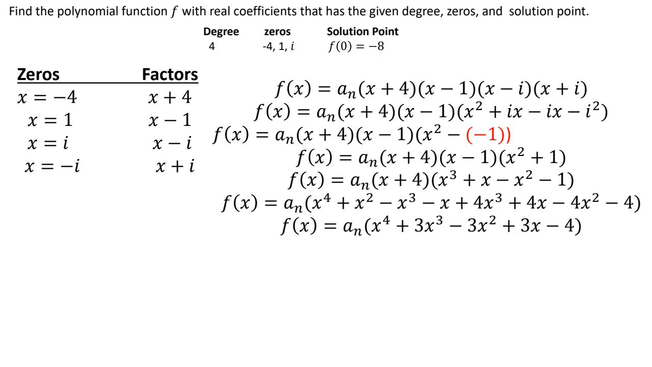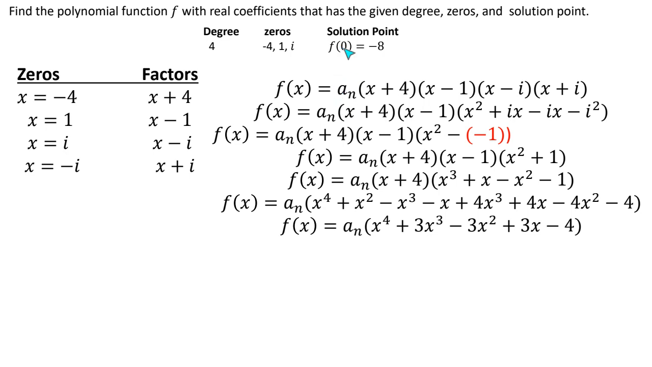Gather your like terms. So I have x to the 4th, I have an x squared here, and a negative 4x squared gives me, let me just double check it here, a negative 3x squared. Okay, so we're okay. So I gathered my x cubes, negative x cubed plus 4x cubed is 3x cubed. And then I have my x's, which is negative x and a 4x is 3x, and then my -4.